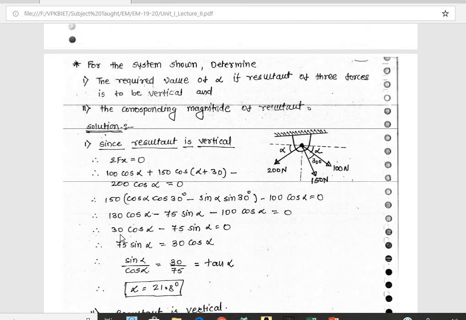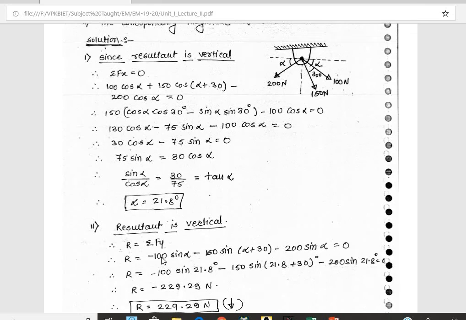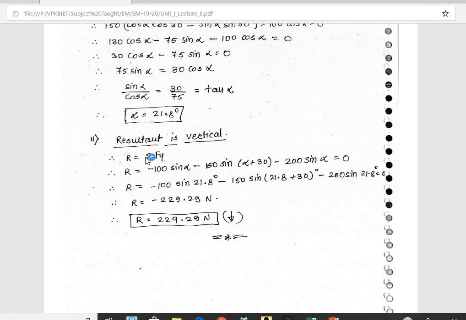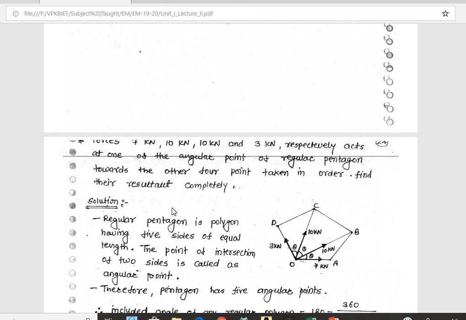Now after solving the equation, you will get 75 sin alpha is equal to 30 cos alpha. Just sin upon cos, you will get tan alpha. Alpha comes out to be 21.8 degrees. The resultant is vertical, therefore R is equal to Fy, or R is equal to minus 100 sin alpha minus 150 sin alpha plus 30 minus 200 sin alpha. Therefore, R is equal to minus 229.29. Minus means it is going in the downward direction.